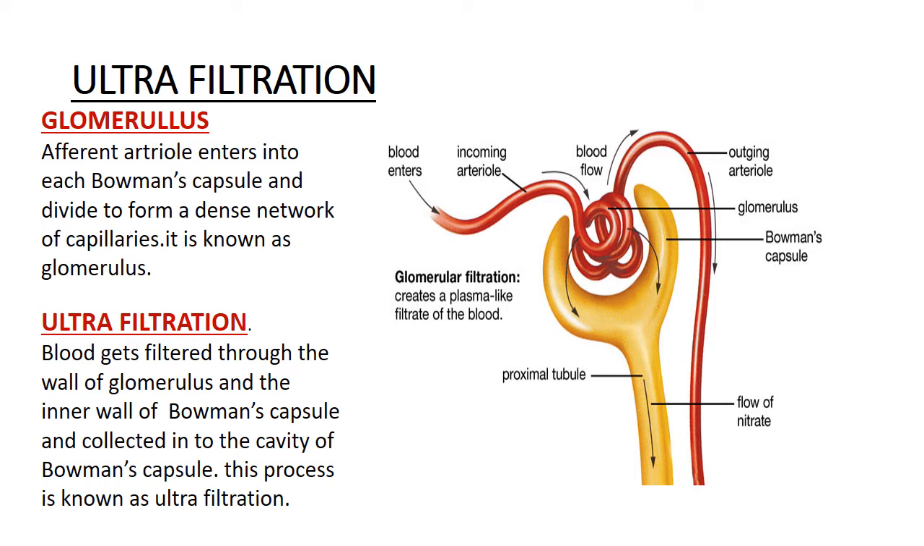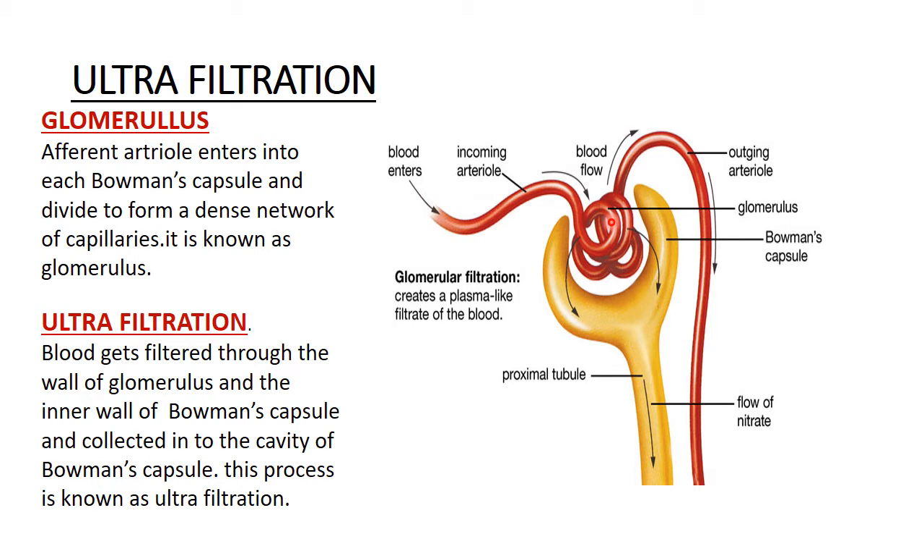Okay, look at the first process of urine formation, that is ultrafiltration. First you should know what glomerulus is. Blood enters into the Bowman's capsule through the afferent arteriole. This afferent arteriole enters into Bowman's capsule and divides to form a dense blood capillary network. That is known as glomerulus. Ultrafiltration means blood enters through the afferent arteriole and gets filtered through the wall of the glomerulus.